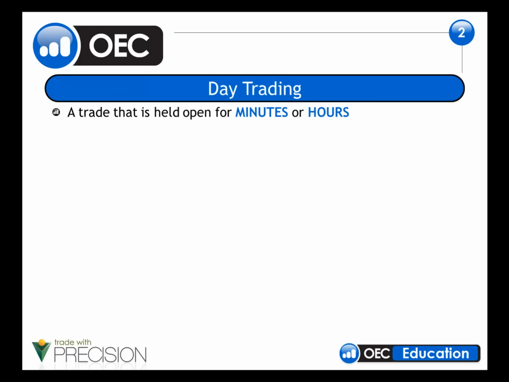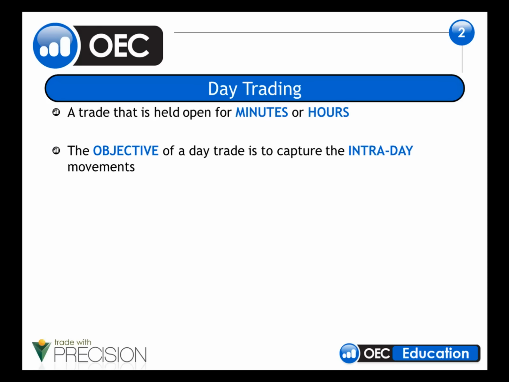So let's see how intraday trading differs from swing trading. The definition of day trading is essentially a trade that is held anywhere from a few minutes to a few hours, obviously much shorter than the swing trade. The objective of the day trade is to capture the smaller intraday swings of the market.